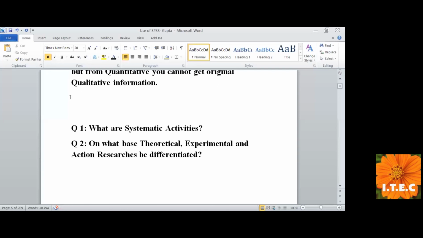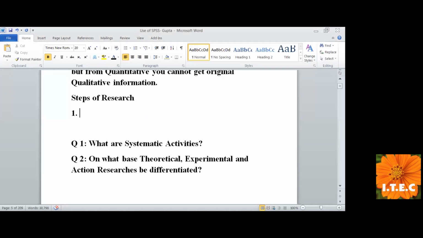So now I'm telling you the steps of research. And there are steps of research because research is a process. Petro, your third word is correct, but it's not complete. So can you tell me what can be the first step of research? What can be the first step of research?